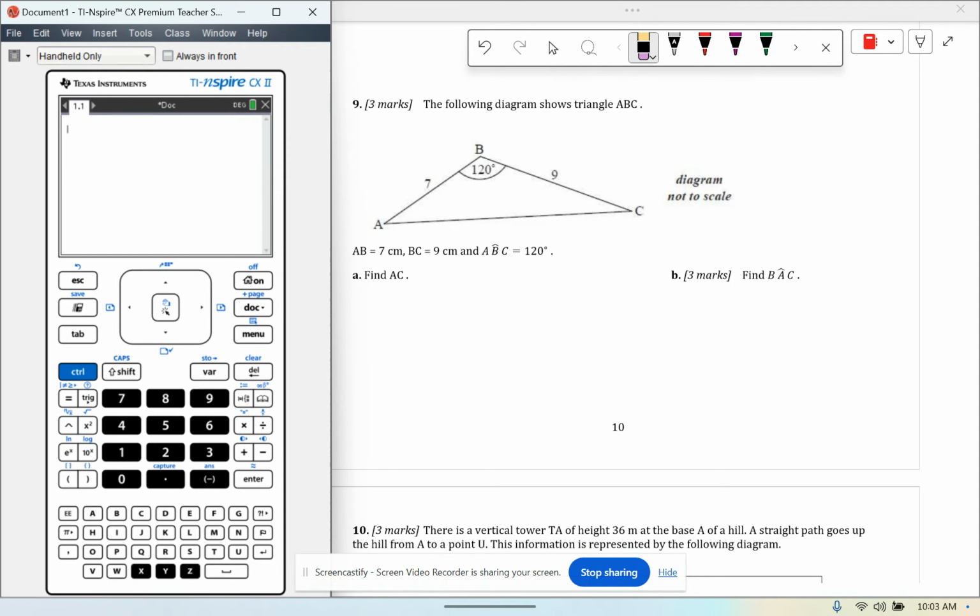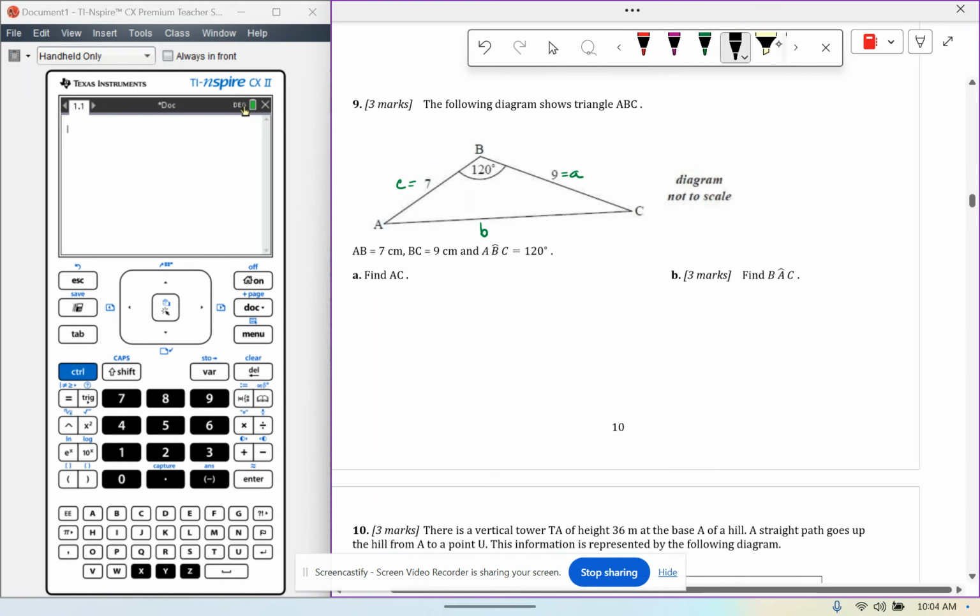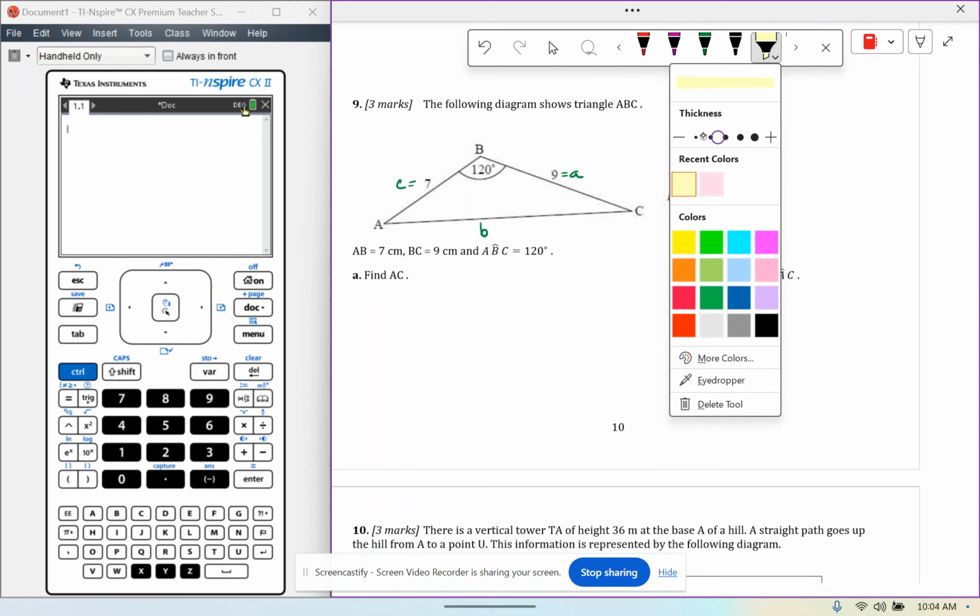It says the following diagram shows triangle ABC. So I'm going to label my figure accordingly. Across from angle B, I have side B. Across from angle A, I have side A. And across from angle C, I have side C. I'm going to erase these before the picture gets crazy. Okay, so now it says AB is 7, BC is 9, and angle ABC is 120 degrees. Find AC. I am looking for this side length here, AC.